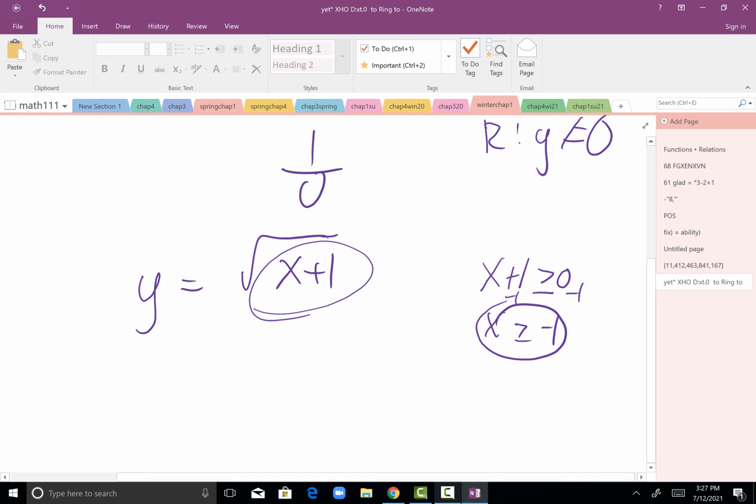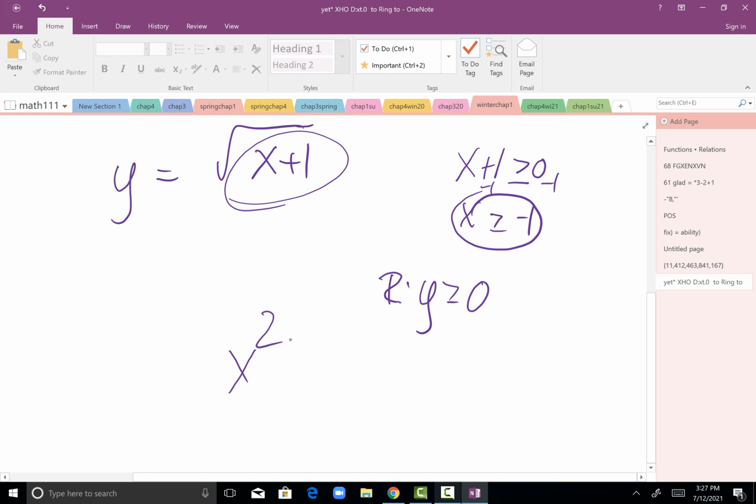Okay. The range is the same thing as any square root pretty much. y has got to be greater than or equal to 0. Okay, you're not going to get a negative out of that square root because you can't take the square root of a negative. All right. So most of the time, those are going to be the ones that are going to be different.